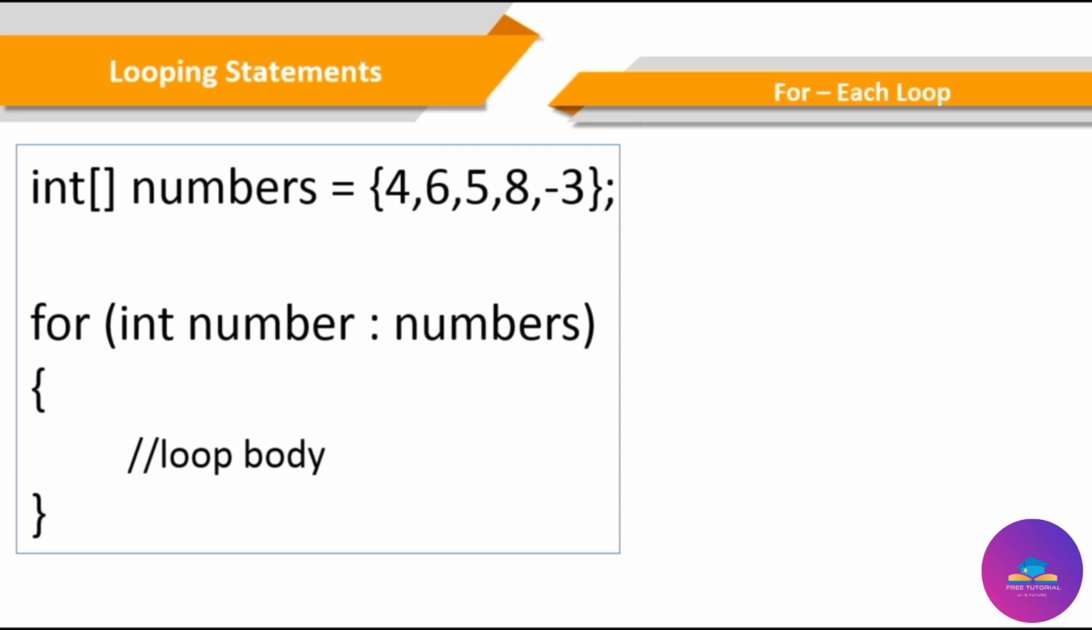In the for parentheses, the first element is a single item from the array, and the second item is the array list. A colon is used between them. Please note that if you want to use the index of the element inside the loop, you have to use the for loop, and you cannot use the for each loop. In our example, it will iterate through each element in the numbers variable, storing it in the number variable and executing the loop body. So let's have a look and see how that works.